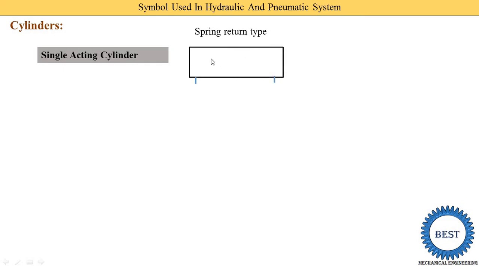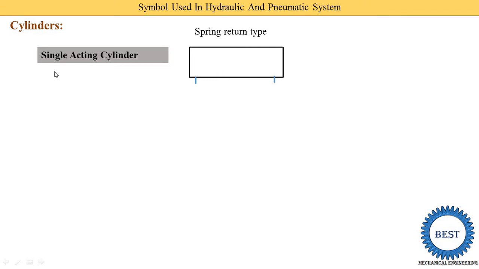So the cylinder is drawn as a rectangle, because when the cylinder is seen from the front view, we see one rectangle, and when we watch it from the side view, at that time the cylinder looks circular.